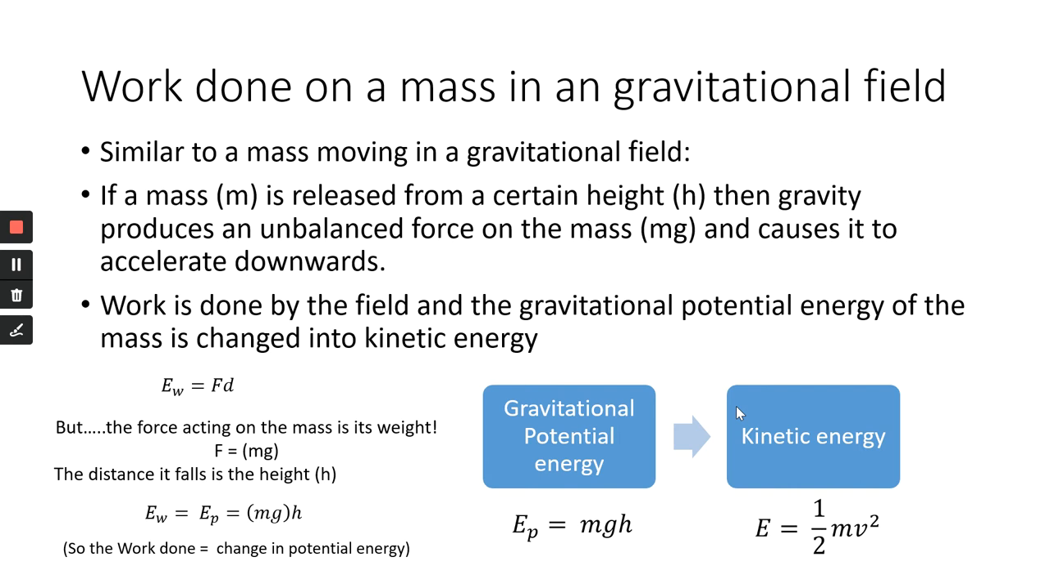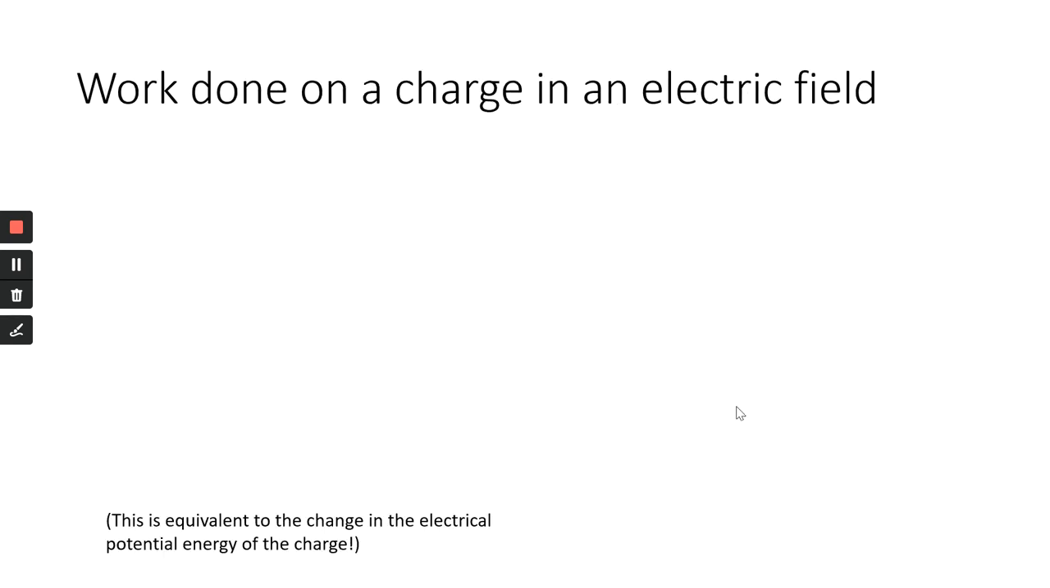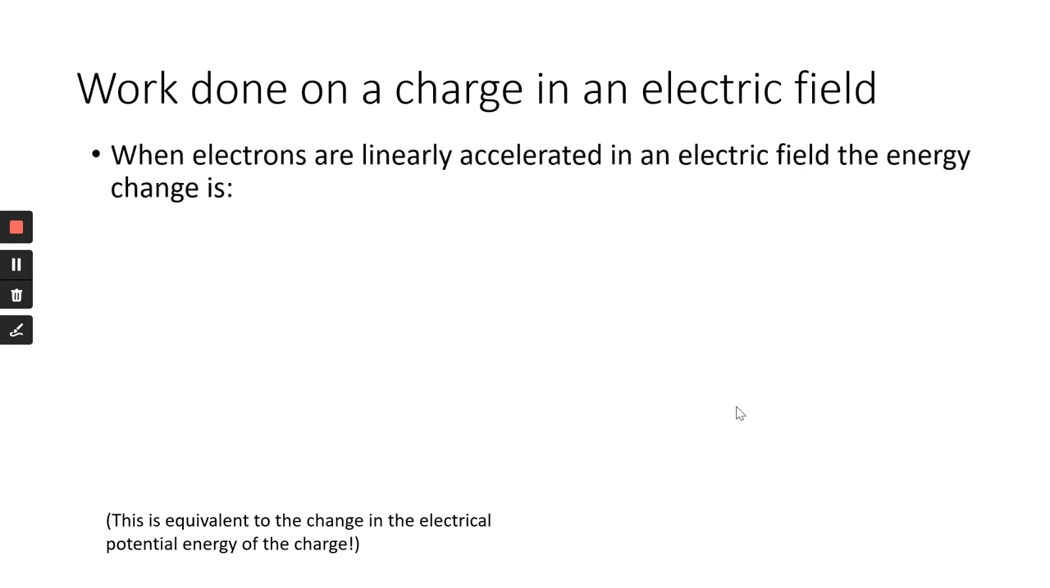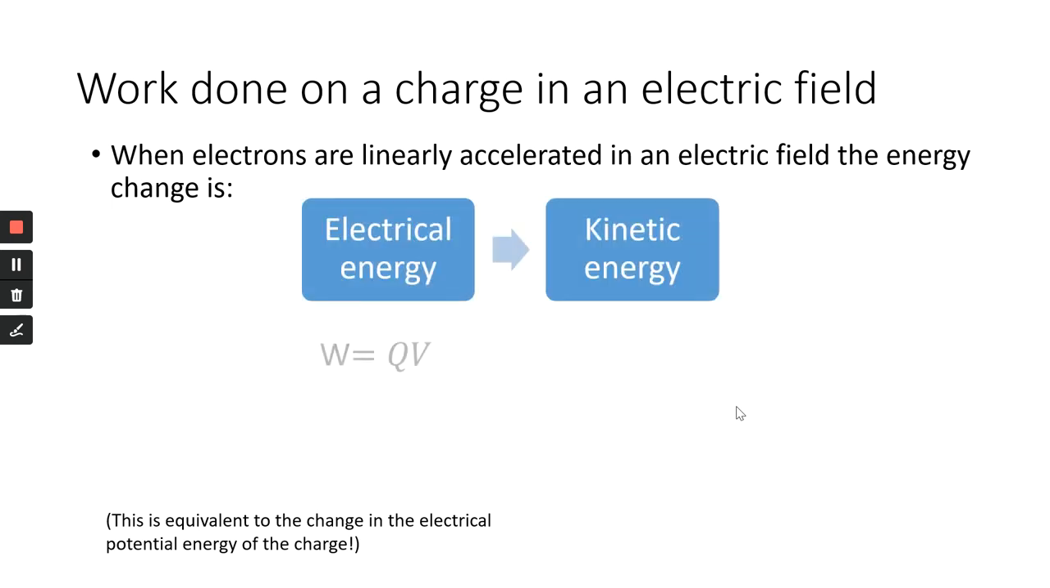Now let's do exactly the same thing, but with an electric field. Okay, so let's look at electrons being linearly, so in a straight line, accelerated in an electric field. Well, in the same way as the gravitational field did work on the mass, the electric field does work on the charged particle.